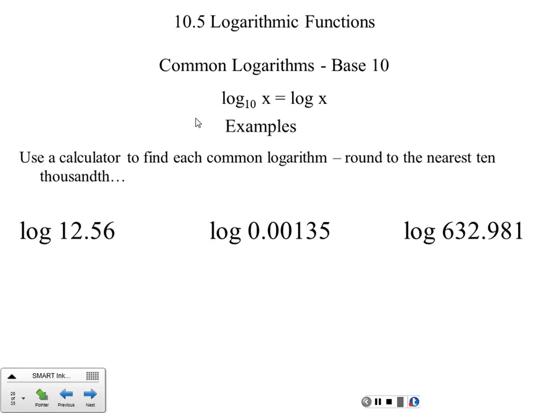So in your calculator, do log of 1256. Log of 1256. And we're going to round to 4 decimal places. And it depends on your calculator how you're going to do this. But either way, you should come up with 1.099, and if you want to tag the 0 in just because it says 10 thousandths, that's fine.